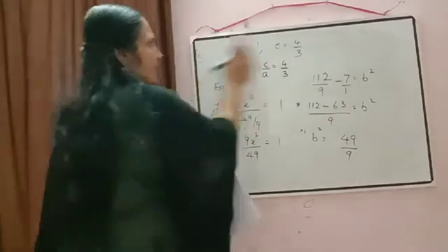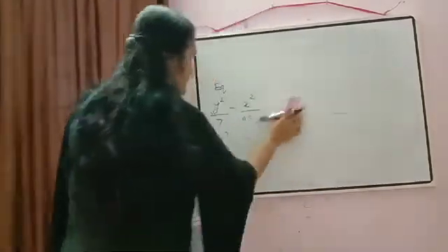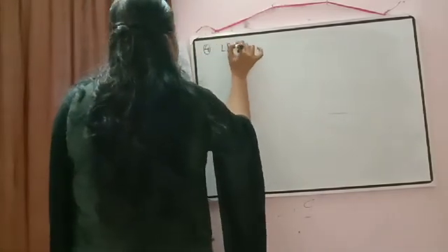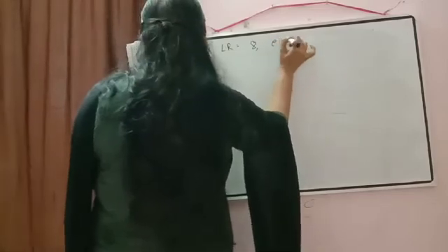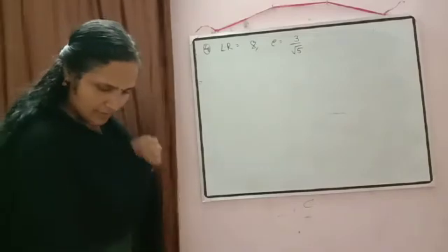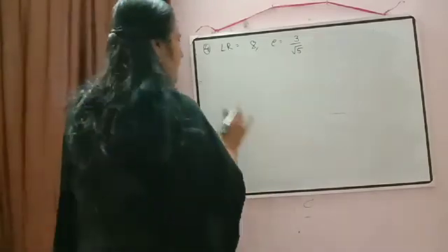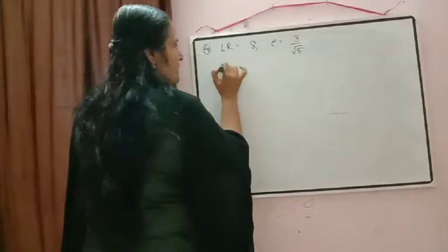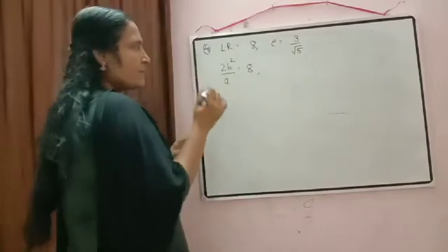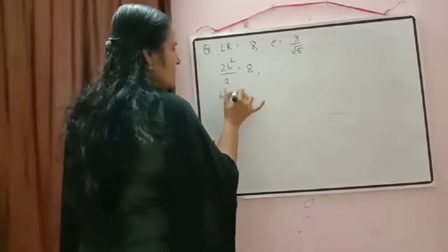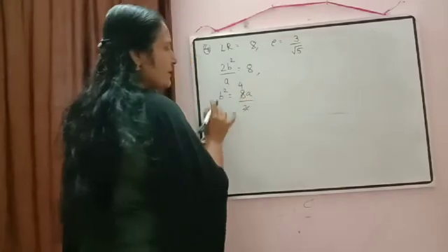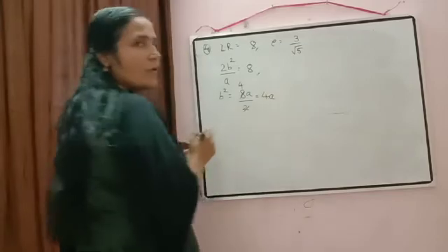Length of latus rectum is equal to 8 and eccentricity 3 by root 5. Length of latus rectum is given means what is given? 2b square by a is equal to 8. So from here again what we can rewrite, b square can be written as 8a by 2. So it will get cancelled. We will get b square is equal to 4a.